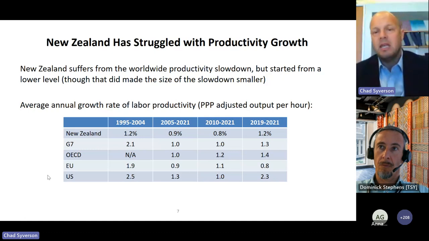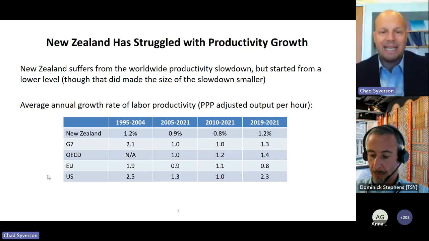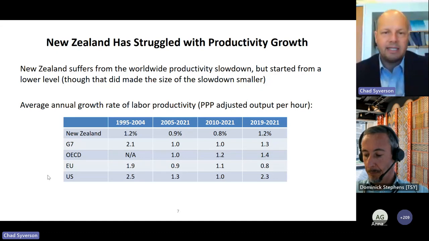early 2000s. Then when the productivity slowdown hit, it also hit New Zealand. Now, it didn't decrease New Zealand's productivity growth rates as much as it did some of the faster growing economic areas I just mentioned. You can see basically New Zealand's been close to parity with the G7, the US, and the EU since 2000, since the slowdown started. But the slowdown, again, did occur in New Zealand.